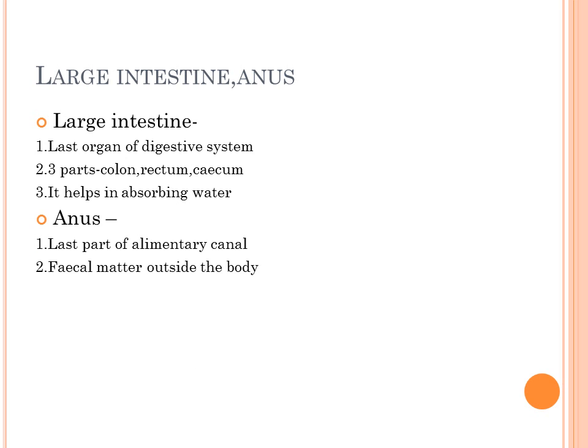Large intestine and anus. The large intestine is the last organ of the digestive system. It has 3 parts: colon, rectum, and caecum. It helps in absorbing water. The anus is the last part of the alimentary canal, and fecal matter is thrown outside the body.